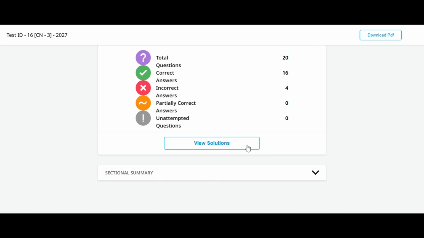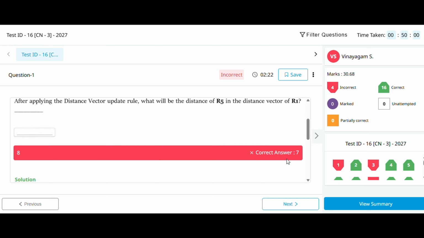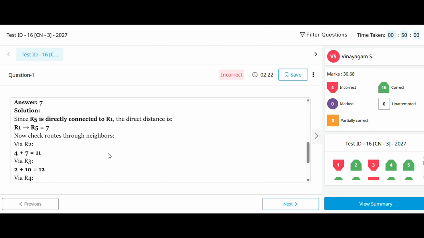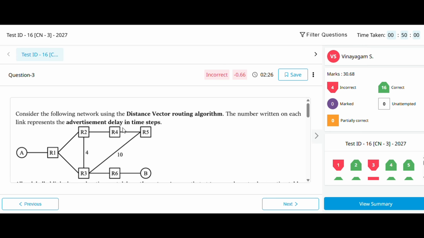The next test is CN Test 3. In this one, I got 30.68 out of 40. Let's review it. While approaching question 1, I forgot that R5 is also a neighbor to R1, so I incorrectly gave 8 as the answer.